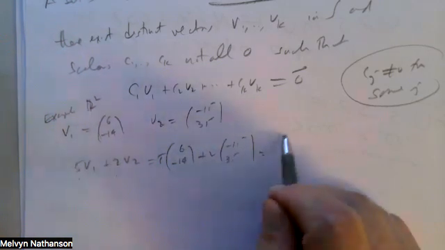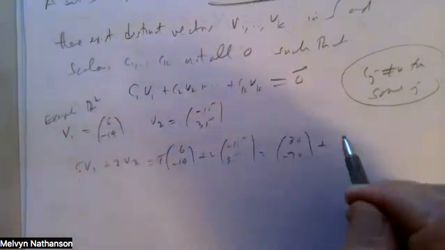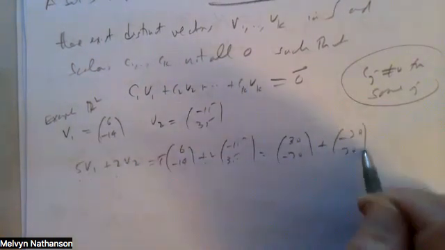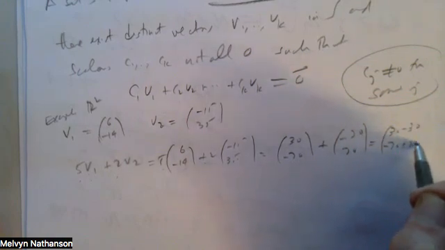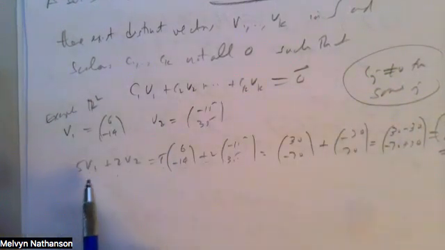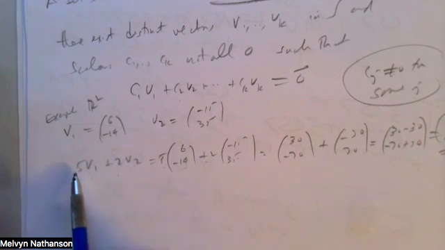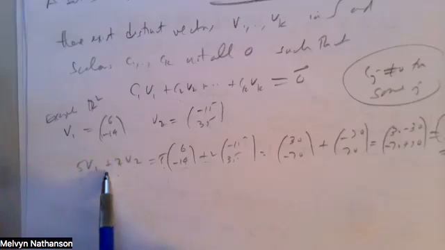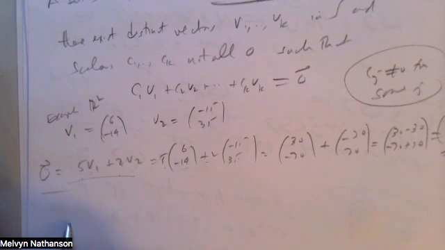5 times this vector is (30, -70). And 2 times this vector is (-30, 70). So that's 30 minus 30, -70 plus 70. That's (0, 0). That's the zero vector. So here I have a linear combination of V1 and V2 with scalars 5 and 2, so neither of them is 0. And this linear combination is the zero vector. So these two vectors are linearly dependent.